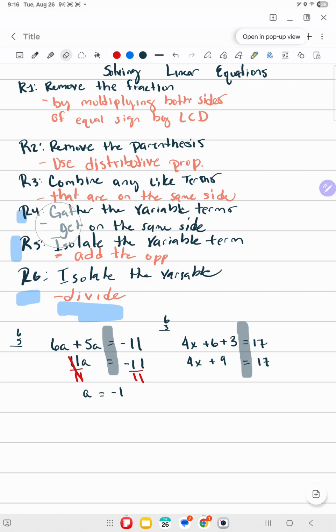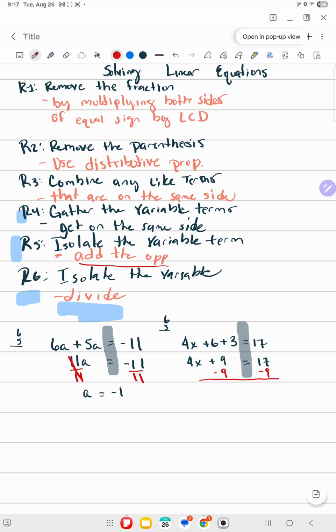Rule 4, gather the variable terms to the same side. Well, when I look at my equal sign, I only have variable terms on the left side, so there's no gathering to be done. Rule 5, get the variable term by itself. Well, if I look where my variable term is, there's somebody else over there with it. Who is it? The 9. So let's move that bad boy. In order to move a constant term, it says add the opposite. So the opposite of positive 9 is negative 9.